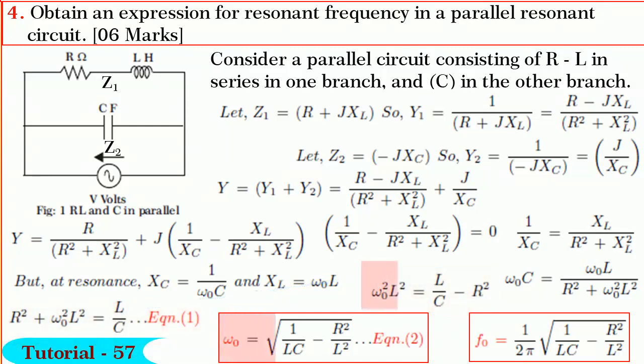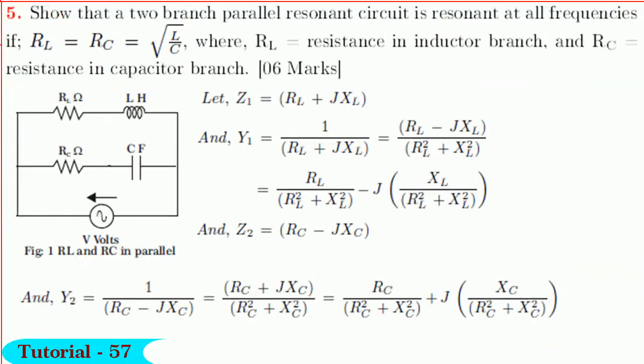By solving for omega naught, we get omega naught is equal to square root of 1 divided by LC minus R square divided by L square, or f naught is equal to 1 divided by 2 pi into square root of 1 divided by LC minus R square divided by L square. Hope you understood it. Friends, next we shall answer fifth question.